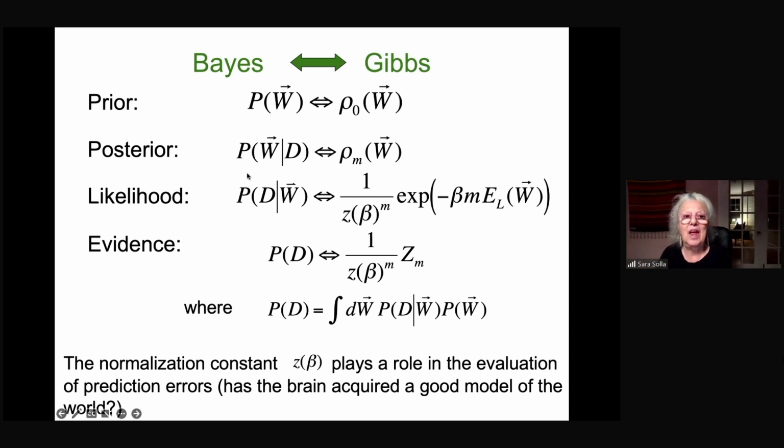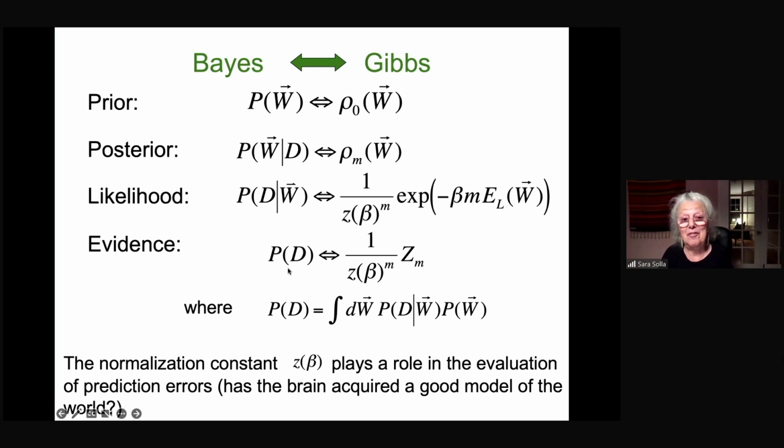And we just have to establish some equivalences. The P of W is my rho zero of W. That's the probability distribution over the ensemble that I start with. The P of W given the data is rho M of W, the probability distribution over W space after I have seen M examples in the training set. I can get the likelihood, the probability of the data given W, which is 1 over this coefficient, this mini partition function or scaling factor, C of beta to the M, normalization factor, times e to the minus beta M, the learning error. So from this now, I have P of W given D.